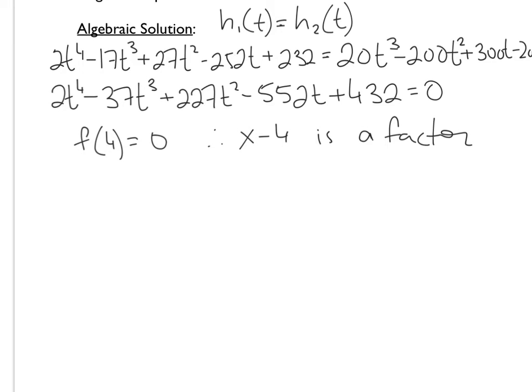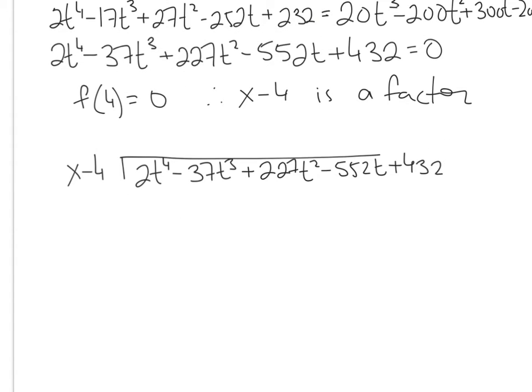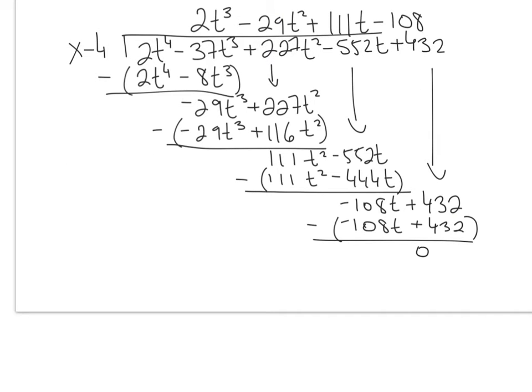So setting this up, we have x minus 4 here, and then 2t to the power of 4 minus 37. Okay, so let's go ahead and long divide this. So we're still not done. We still need to factor this top expression right here.